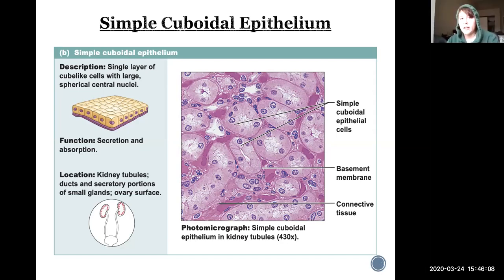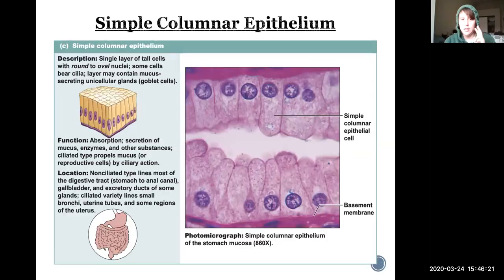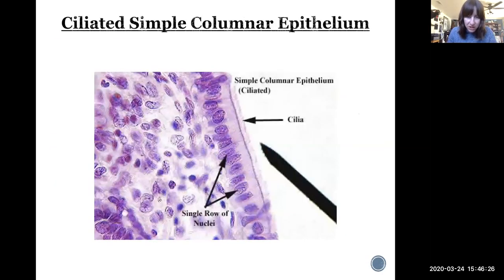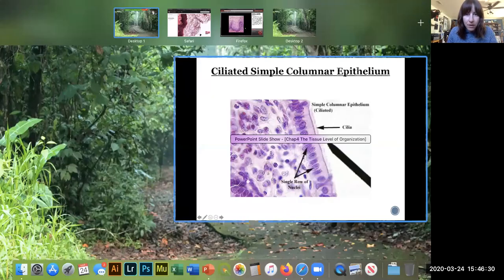And then I had a question about the columnar. Yeah. So some of them do have cilia and some don't. In the first photo you showed us they did, and the second one they didn't. Correct? So in this picture, which was just a random and not a very good one, it does show cilia.